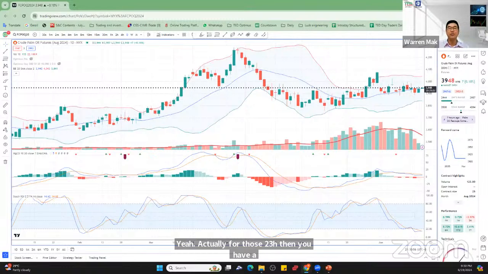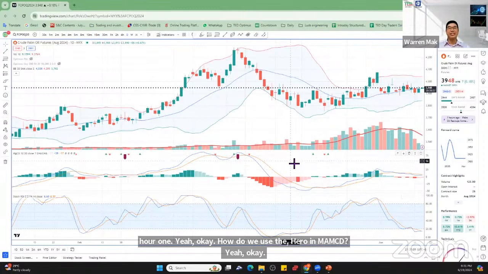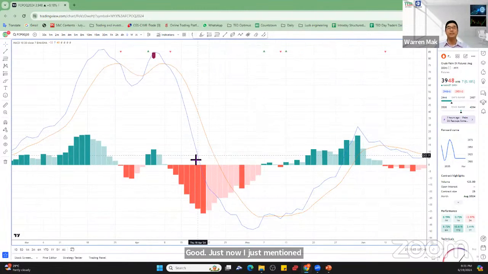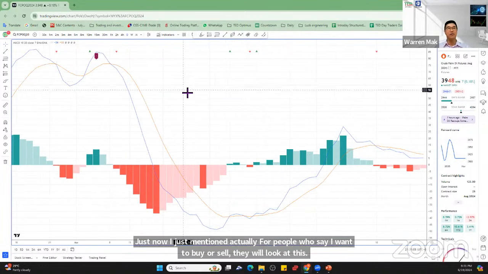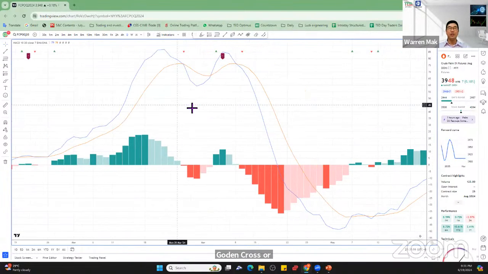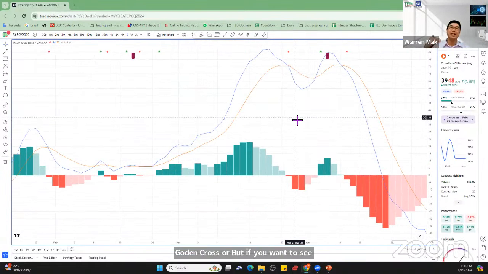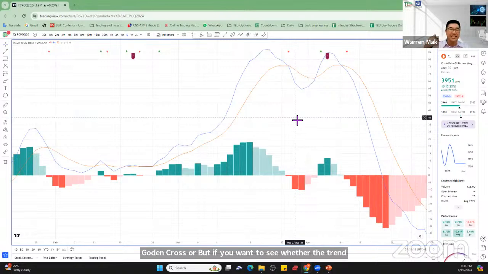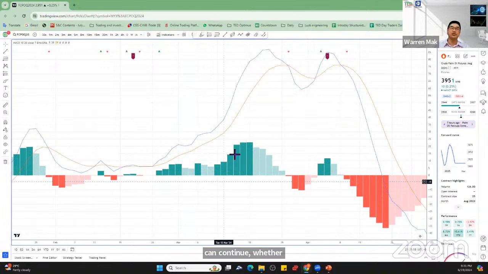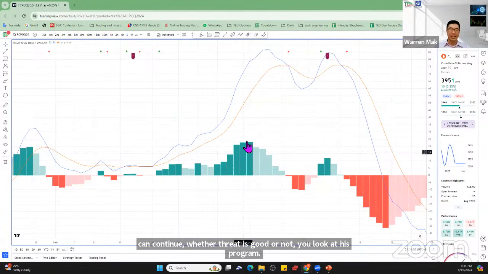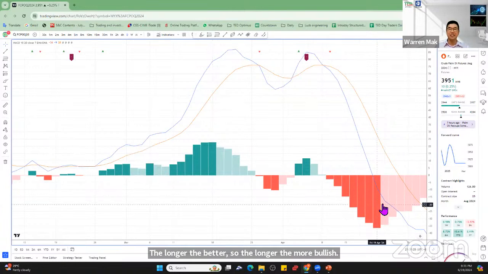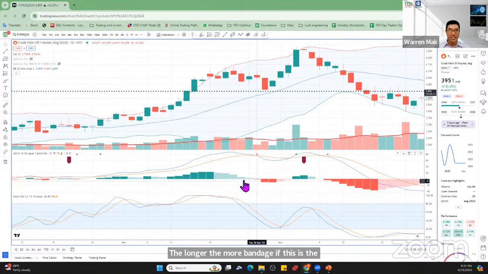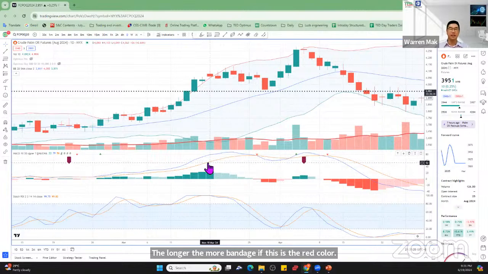Okay. How do we use the histogram in MACD? Good. Just now I mentioned that people who want to buy or sell look at the golden cross or dead cross. But if you want to see whether the trend can continue, whether the trend is good or not, you look at the histogram. The longer, the better. The longer, the more bullish. The longer, the more bearish if this is the red color. So above zero, green color, the longer the better.